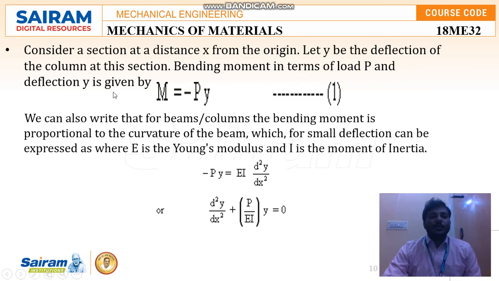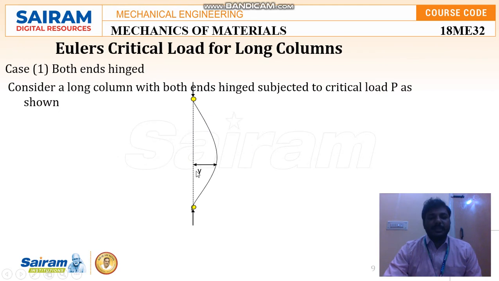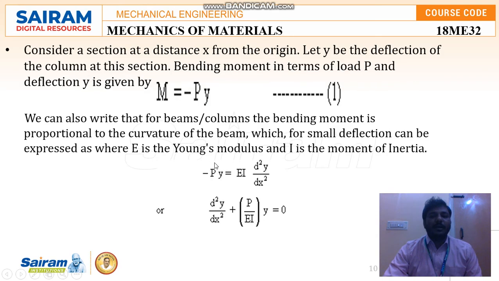Now we will consider a section at a distance x from the origin. Let y be the deflection. This y is the deflection, where the buckling is taking place, or the deviation from the column. Let y be the deflection of the column at this section. The deflection can be calculated in the form of the bending moment.